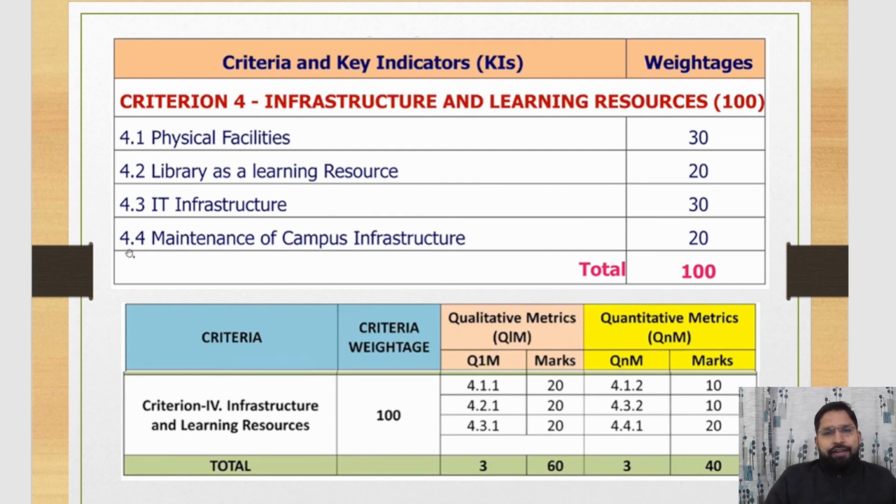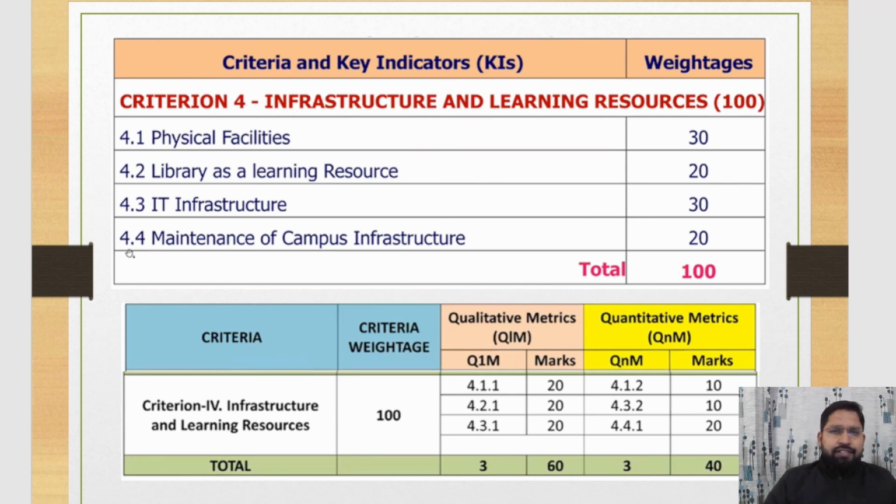Now we discuss Criteria 4, infrastructure and learning resources, weightage is 100. Criteria 4 has four key indicators. These key indicators are physical facility, weightage is 30, library as a learning resource, weightage is 20, IT infrastructure, weightage is 30, maintenance of campus infrastructure, weightage is 20. Total weightage is 100.